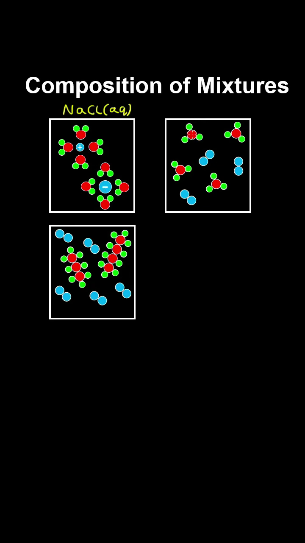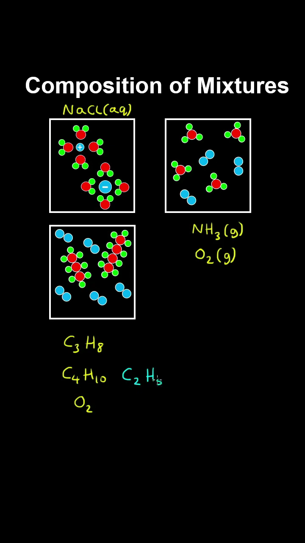And here we have the oxidation of ammonia. So in this mixture we have ammonia and oxygen gas molecules. And here we have the combustion of propane and butane. So here we have propane molecules, butane molecules, and oxygen molecules. And here butane has 2 formula units, because we can reduce it to 2 molecules of C2H5, where the smallest whole number ratio of carbon to hydrogen is 2 to 5.